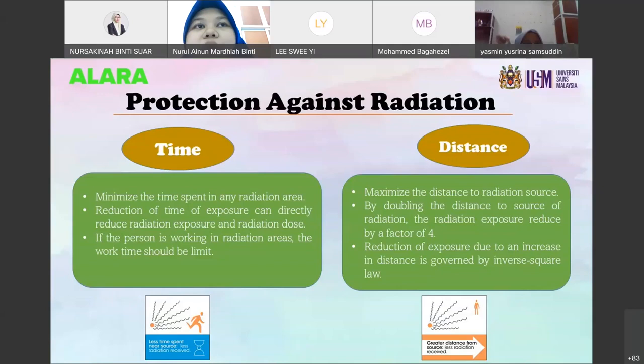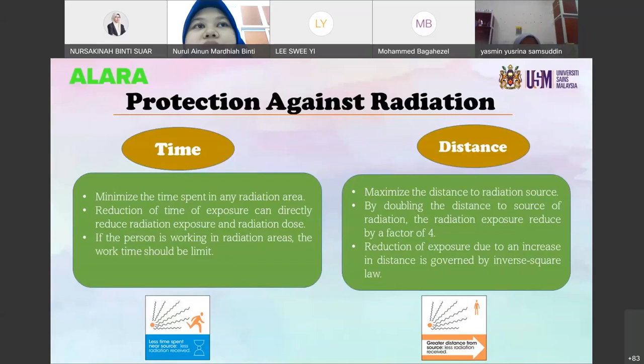Second, maximize the distance to the radiation source. By doubling the distance to the source of radiation, the radiation exposure can be reduced by a factor of 4. Besides, the reduction of exposure due to an increase in distance is governed by the inverse square law.